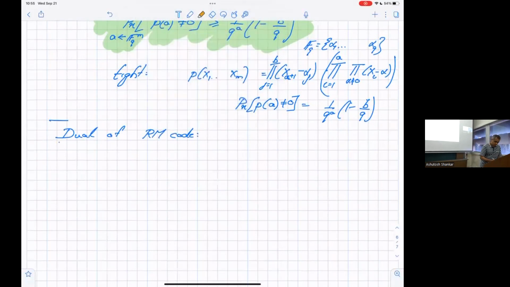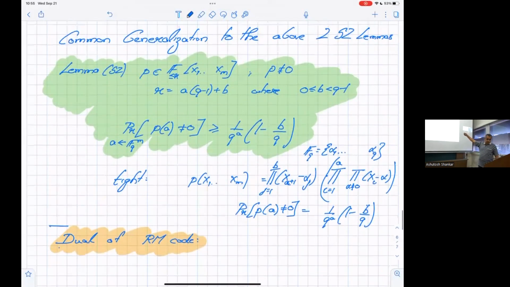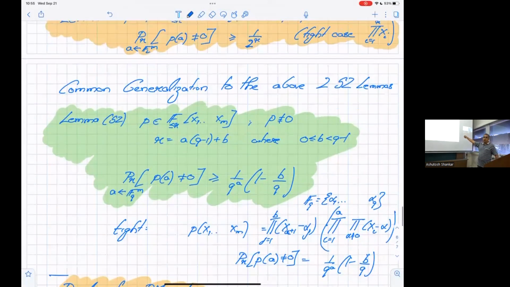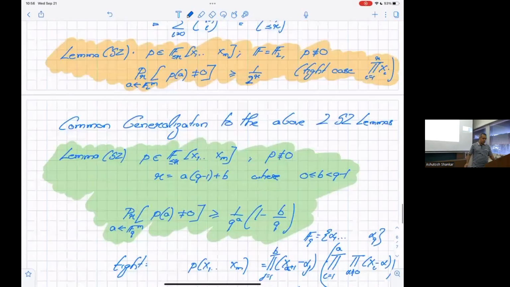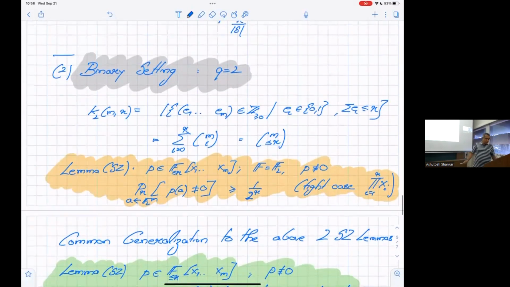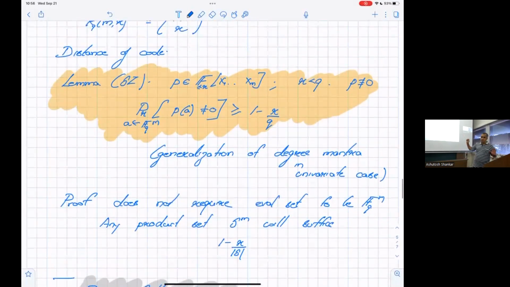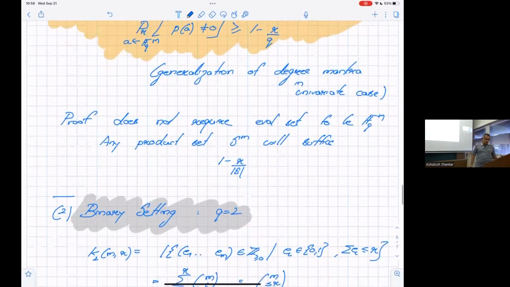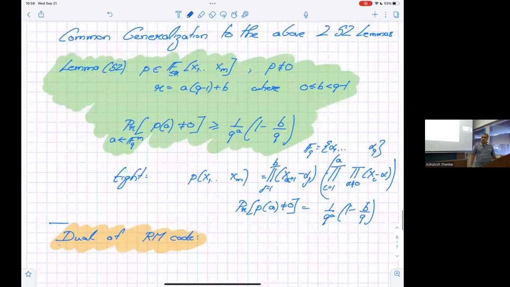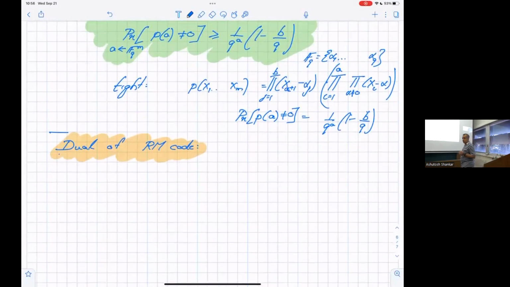Question? I'm sorry, I just thought of it. Did we see the distance of the code? Yeah, those are exactly all these things. These are the weight of the minimum weight codewords. So that's the distance. This is the distance of the Reed-Muller code. This is the distance in the GF(2) setting, 1 over 2 to the r, and that's the distance in the general setting. Yeah, because for a linear code, it's sufficient to understand the minimum weight codewords. That's the distance.